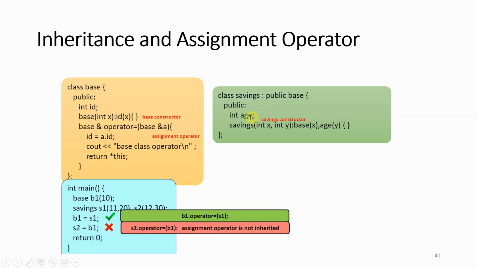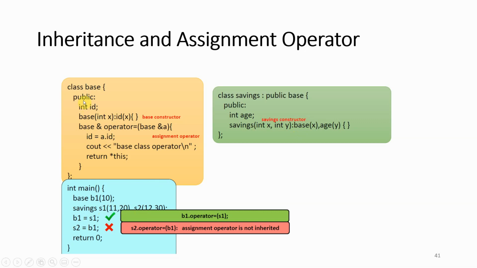And in the class savings we have one extra member variable and the non-default constructor, which is calling the non-default constructor of the base in the initialization list. So this is calling the non-default constructor of the base class. This is calling the non-default constructor of the derived class, which consequently is going to call the non-default constructor of the base class. So let's look at these two operations.